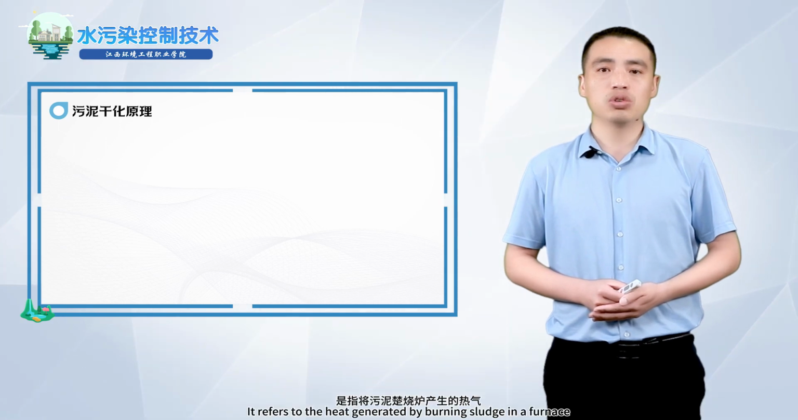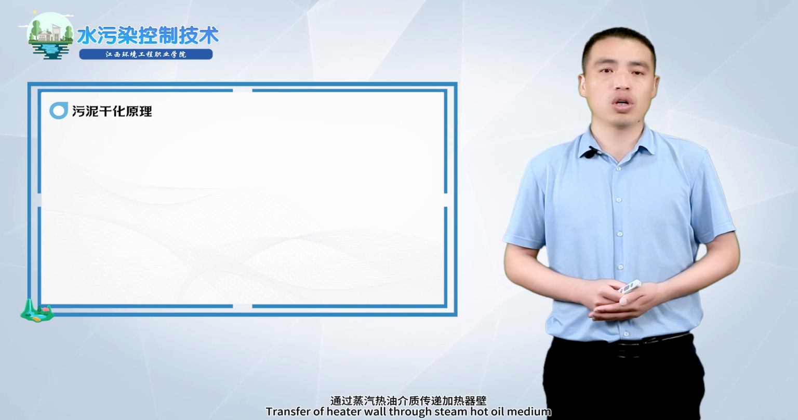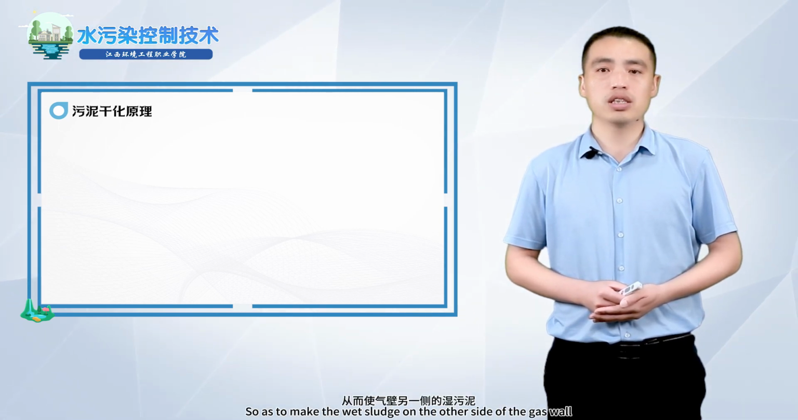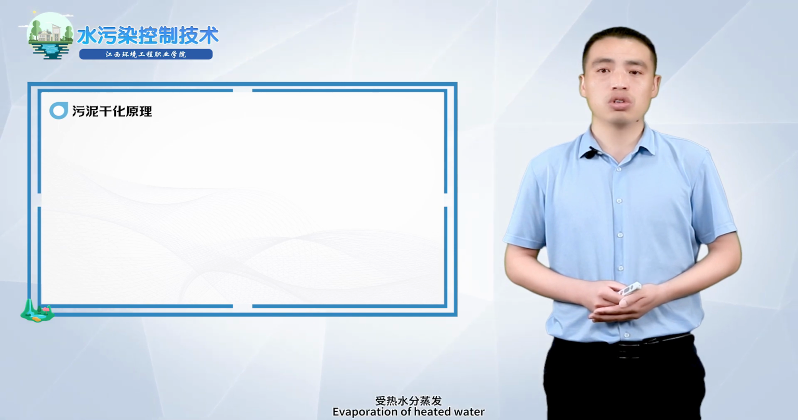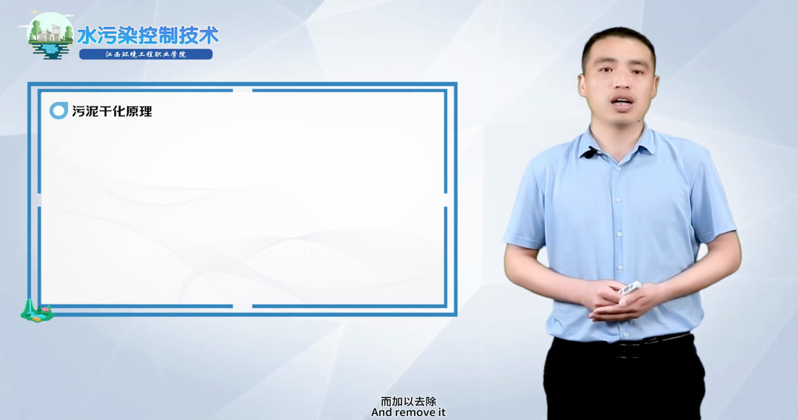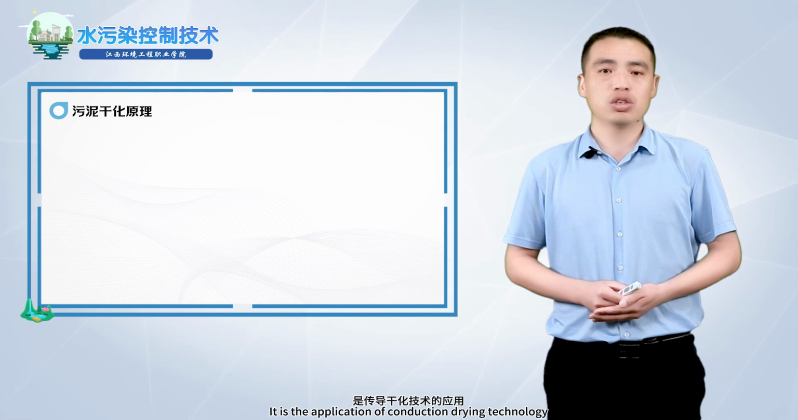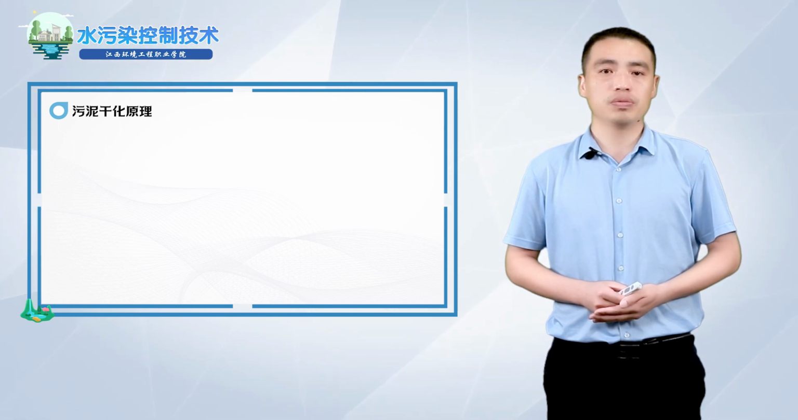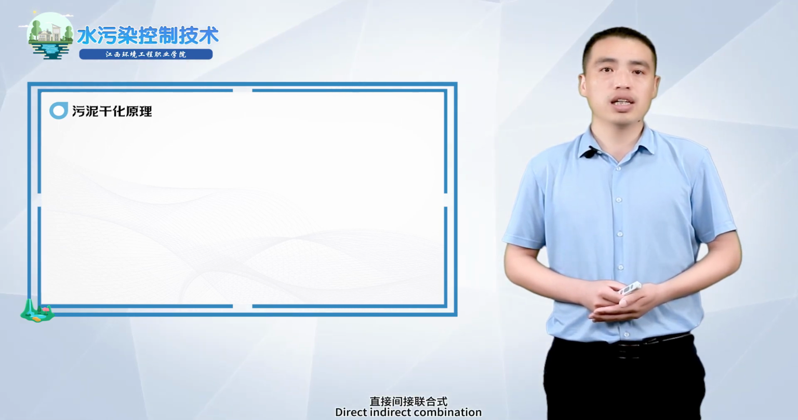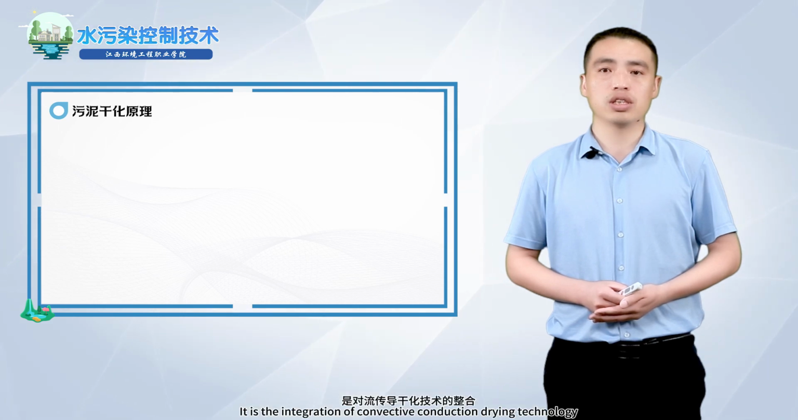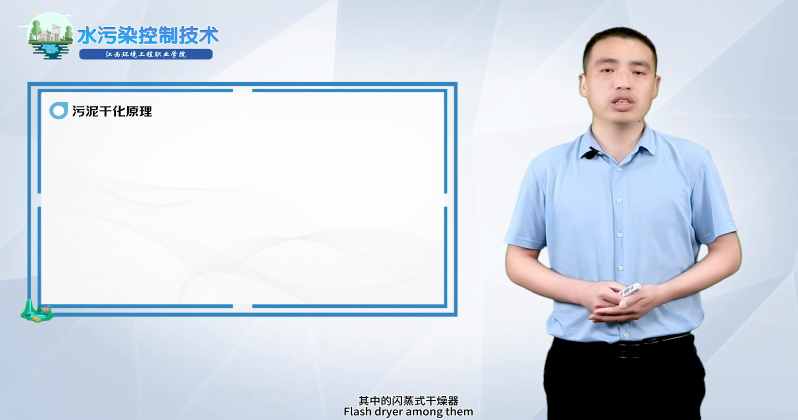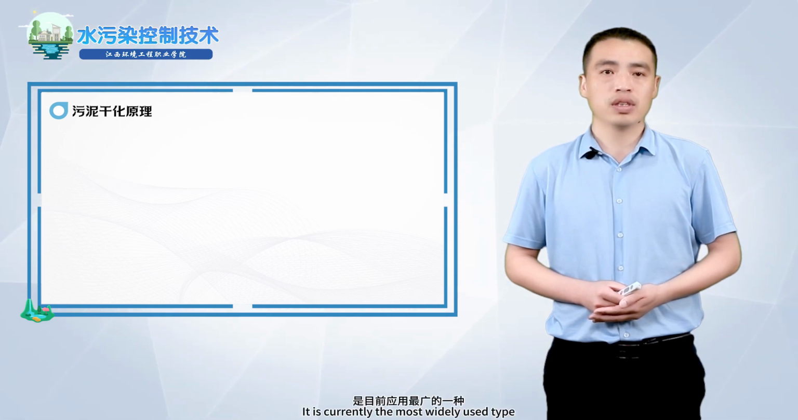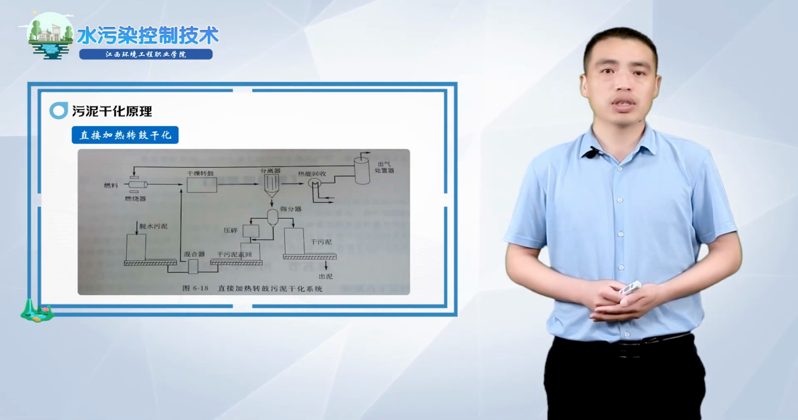Indirect heating refers to the heat generated by burning in a furnace being transferred through the heater wall by a steam or hot oil medium, so that the wet sludge on the other side of the wall is heated, and the water evaporates and is removed. This is the application of conduction drying technology. Direct-indirect combination is the integration of convective and conduction drying technology. Among these, the flash dryer is currently the most widely used type.